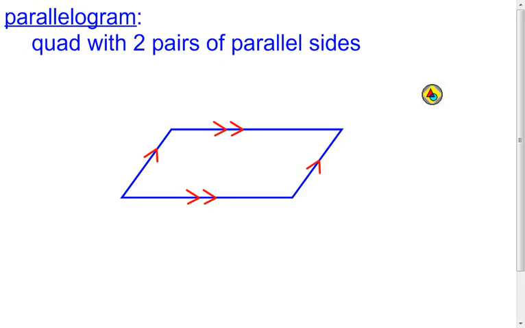So when you look at mine, I have my parallelogram marked. The top and the bottom are parallel, and the left and the right are parallel. So I have two sets of parallel sides in my parallelogram.